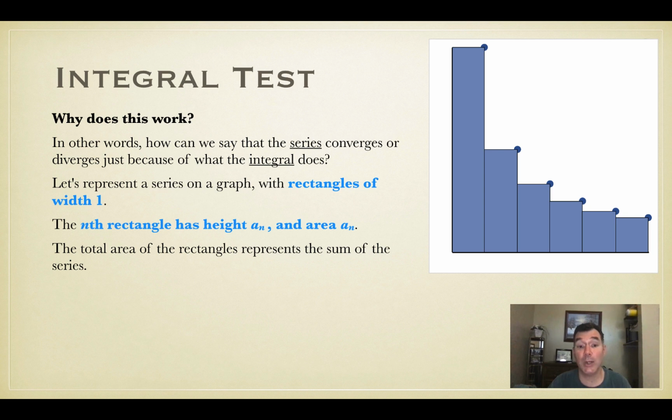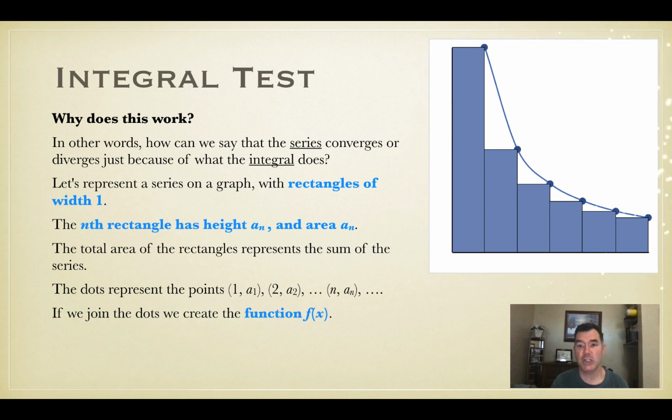So that means that the total area of all of those blue rectangles is going to represent the sum of the series. I've got dots on there to represent 1 for the first term and A1 for the value of the first term, 2 for the second term and A2 for the value of the second term, and so on. I do that so that I can create a function f of x using the terms in the sequence as points in that function.